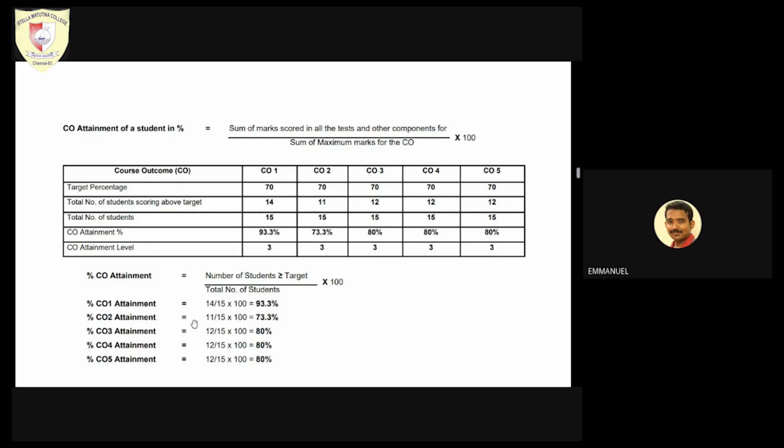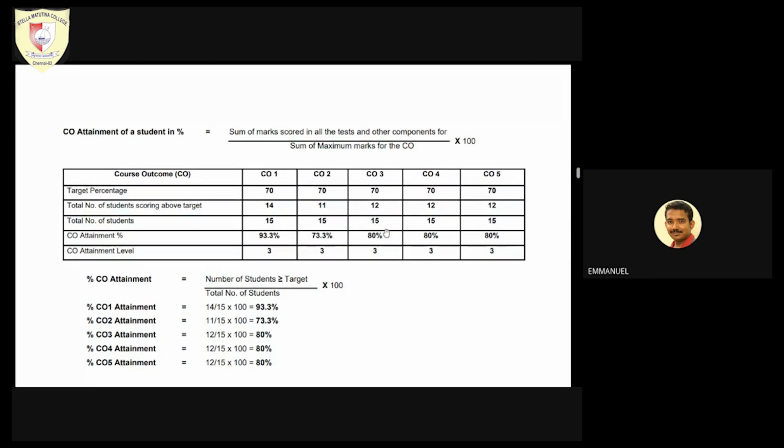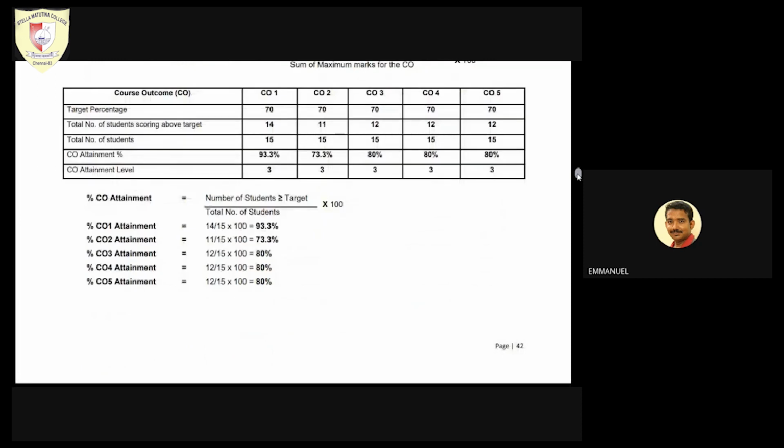So accordingly, in this particular course, the CO1 attainment has been given as 93.3, that is knowing knowledge level and understanding level. This much attainment has been done. CO2 level 73, CO3 level 80, CO4 level 80, CO5 level 80. That is how the calculation has come out for this particular course. This is nothing but the course outcome level percentage attainment.